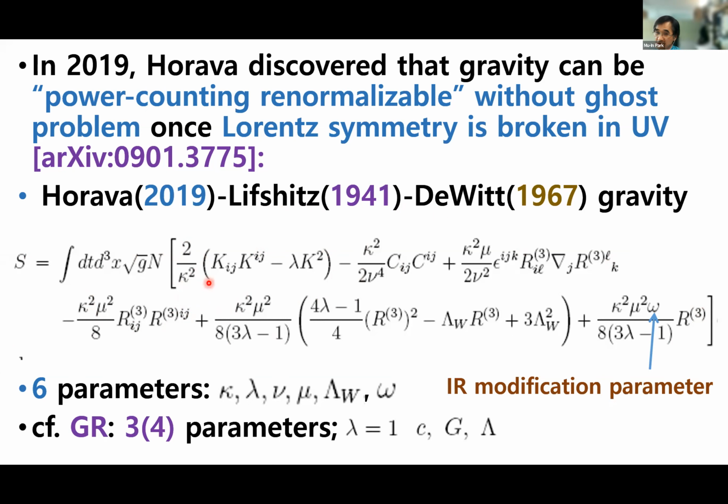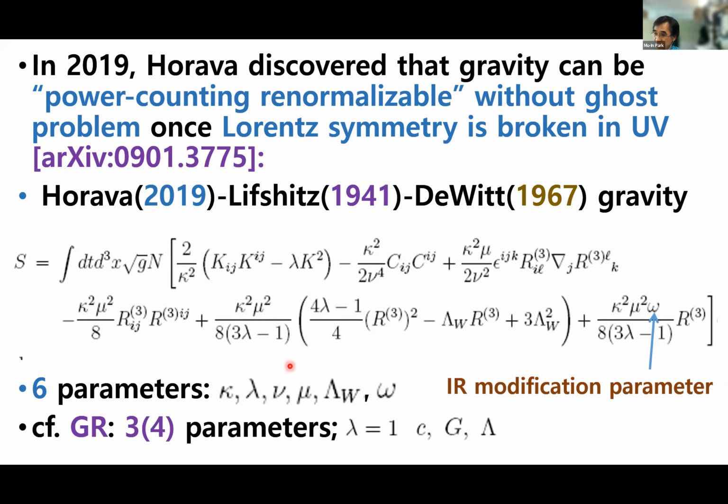Here the action is described like this. The first term is the usual kinetic term, but with lambda deformation. The C squared term is the Cotton tensor squared term, which is a sixth order term with the UV parameter mu. The other lower order terms are fifth order, fourth order, another fourth order term, second order, and the cosmological constant term. But with only these terms, we cannot obtain a viable gravity model, so we need an additional parameter in the IR region.